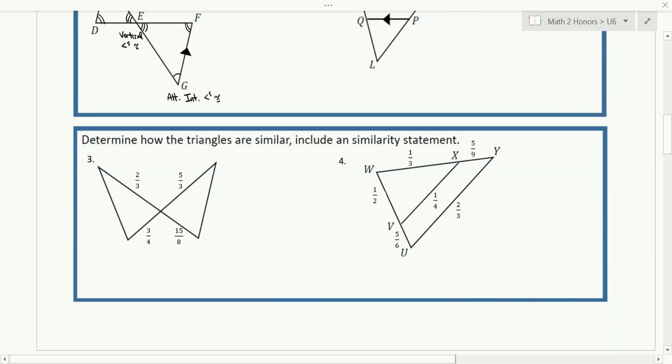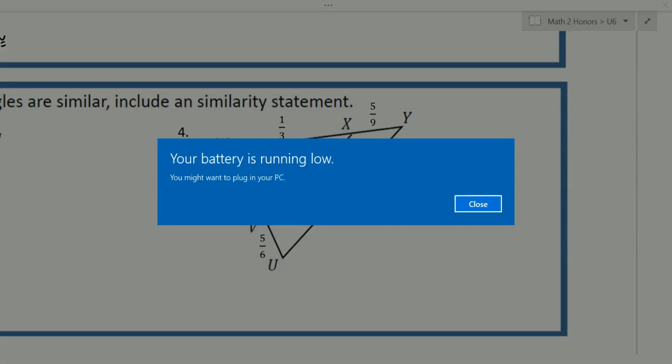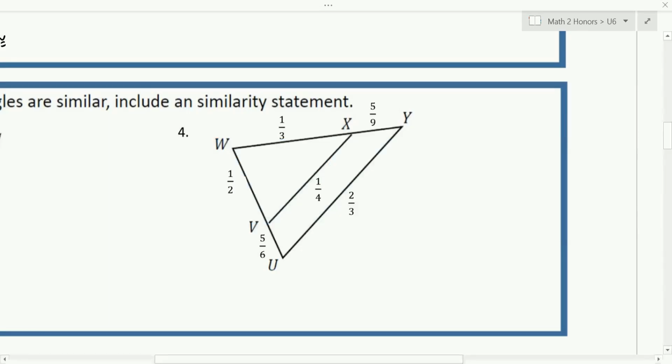Let's look at number 4. So I want to show that two triangles are similar here, and we could use angle, we could use side, or we could use side. Which one would you want to use? What's that? Angle. Could we get it? How?